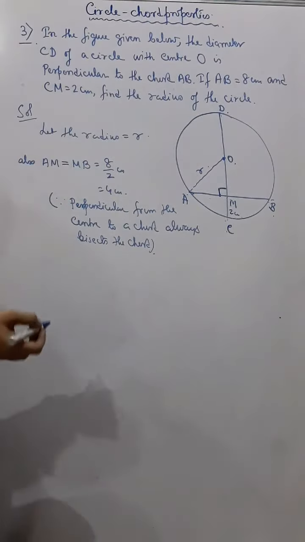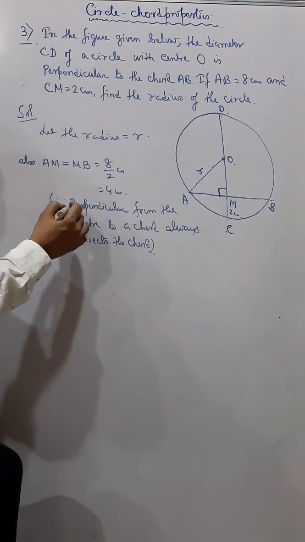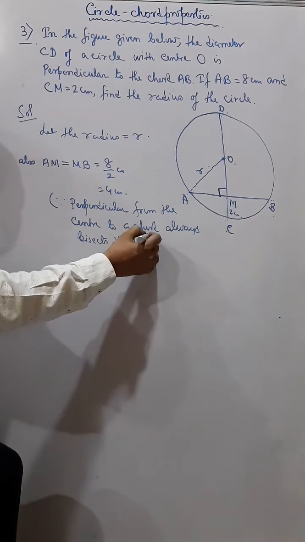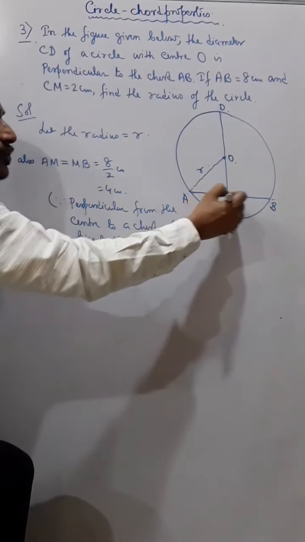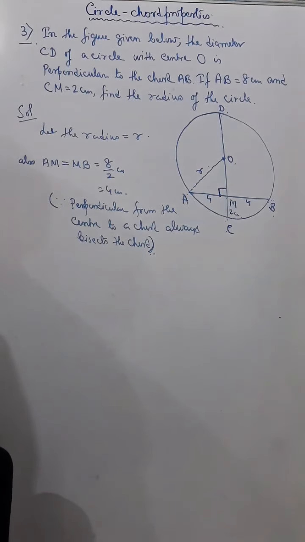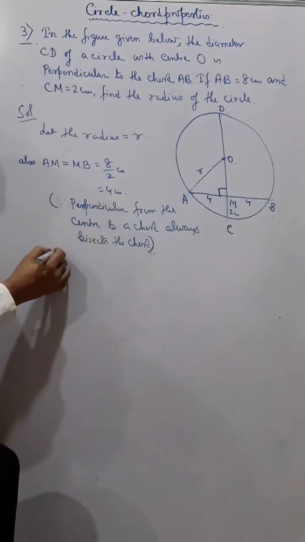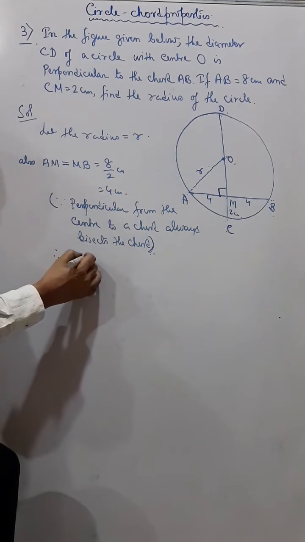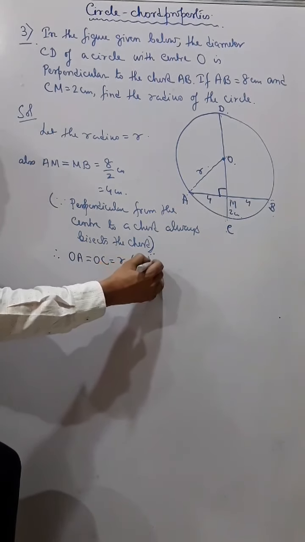Okay, so in every sum, wherever you are using the theorems, you should always write the theorem in full, otherwise marks will be deducted. So now we can say this is 4, and naturally this is also 4. Now we can also say that OA is equal to OC is equal to R. So that is the radii.